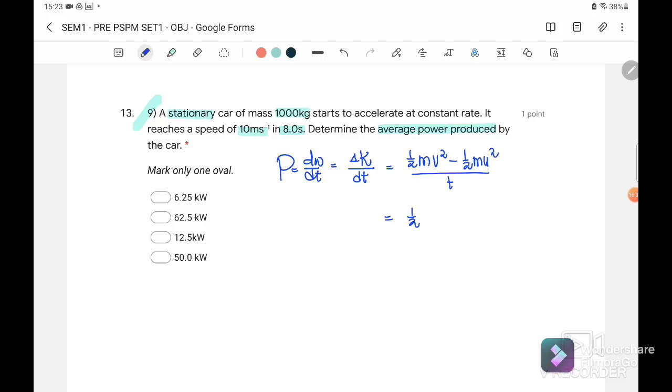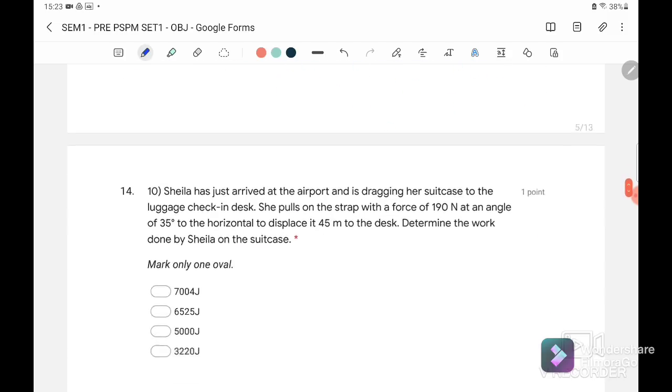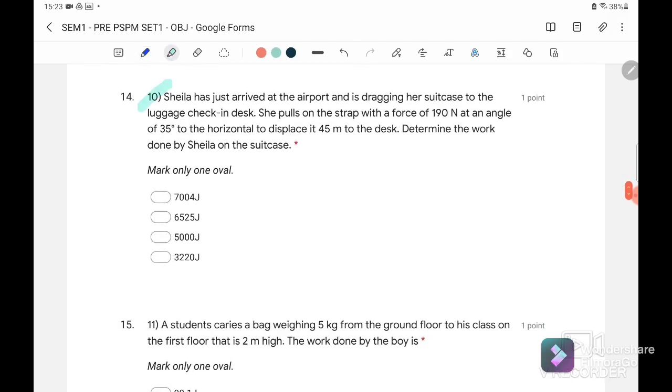So the change of kinetic energy, we can use half mv squared minus half mu squared over time taken. So we substitute into the equation. Half m is 1000, and then v is 8 squared. Initially u is equal to 0 because it's stationary, over time taken of 8 seconds. Therefore, the average power produced by the car is equal to 6250 watt. So the answer is A. Okay, question number 10.